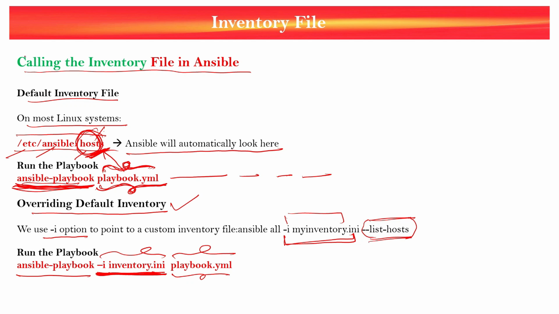So in a nutshell, what we have learned here: there is a default inventory file with the name hosts inside /etc/ansible. If you do not specify any inventory file, it automatically looks for this file. Otherwise, we can create our own inventory file and override it with the help of the -i option.